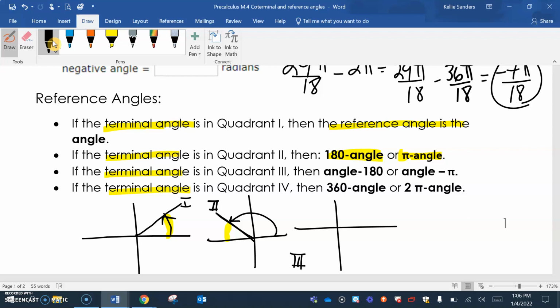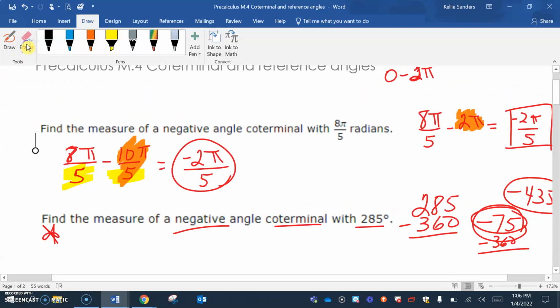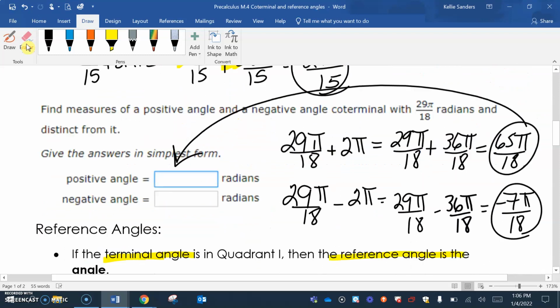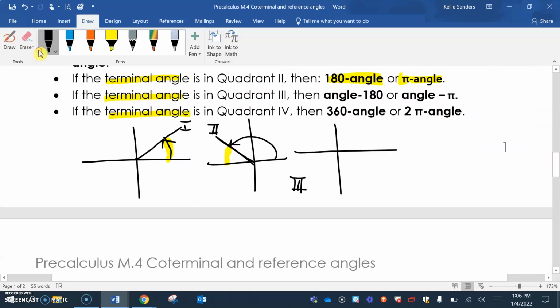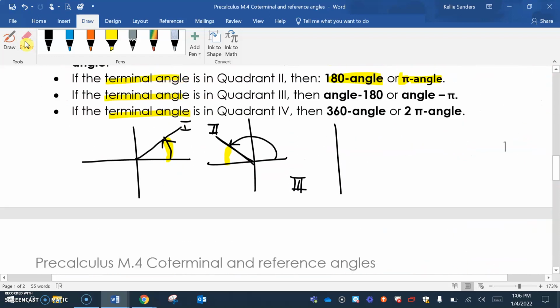If we are in quadrant 3, sometimes this happens. My computer likes to mess up on me. Sorry about that.